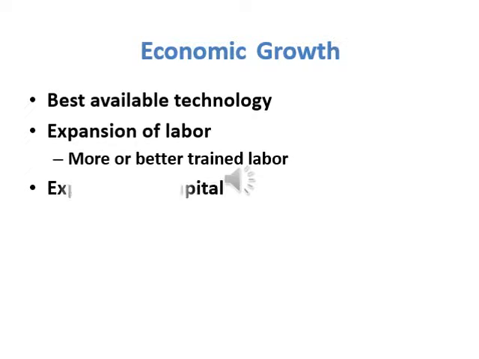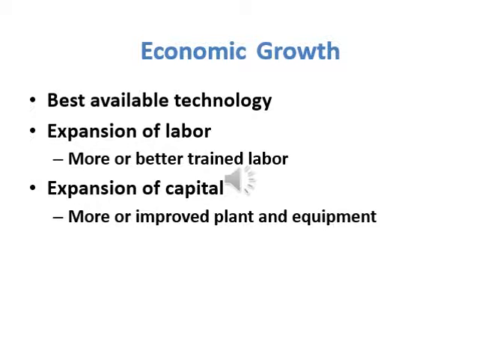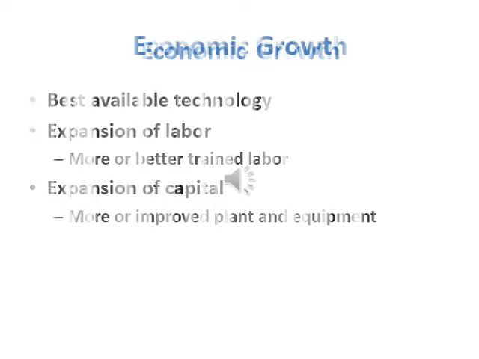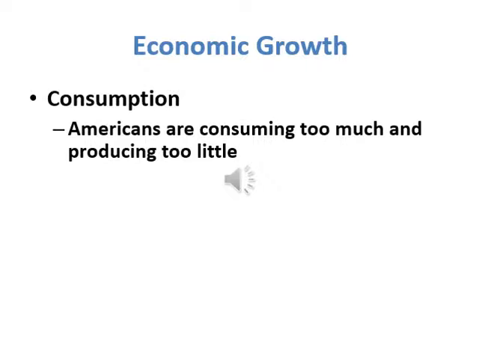Economic growth. Consumption. Americans are consuming too much and producing too little. In the last 200 years to 1970, the U.S. economy averaged over 3% growth annually. Since 1970, the U.S. economy has averaged slightly over 2% growth annually.